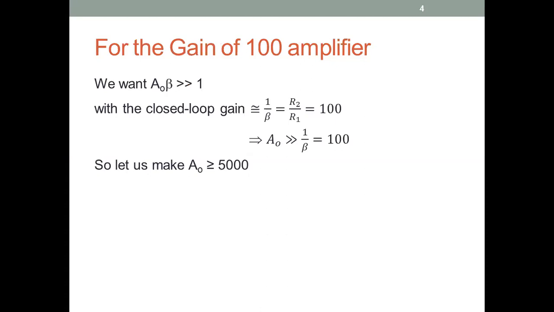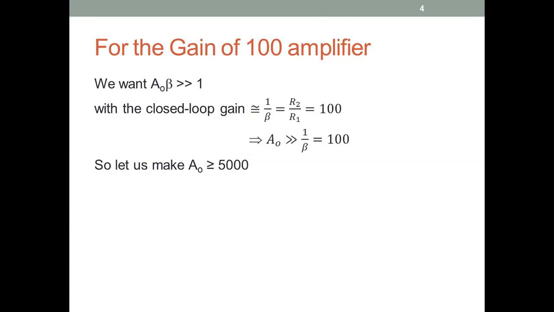We saw last time that for a feedback amplifier, the broad expression is A over 1 plus A beta. For good operation, we want A beta to be much greater than 1. So for our gain of 100 amplifier, we want A beta to be much greater than 1, where 1 over beta, to be precise, is the closed loop gain, which for our amplifier is R2 by R1, and that is 100 because it's a gain of 100. So we want A0 to be much greater than 1 over beta, which is 100. So you want A0 to be much greater than 100.